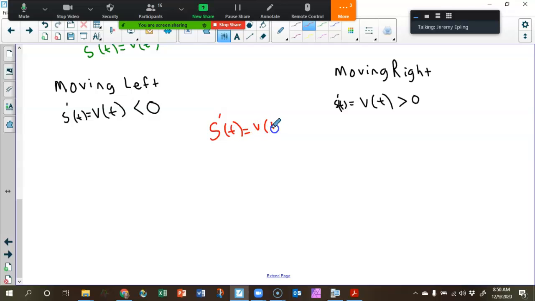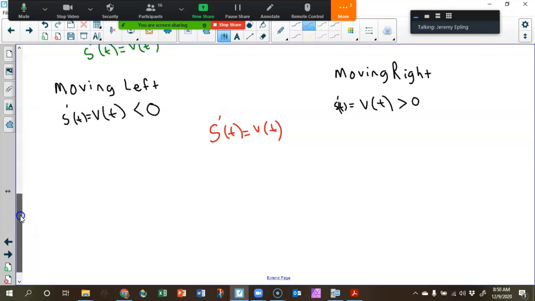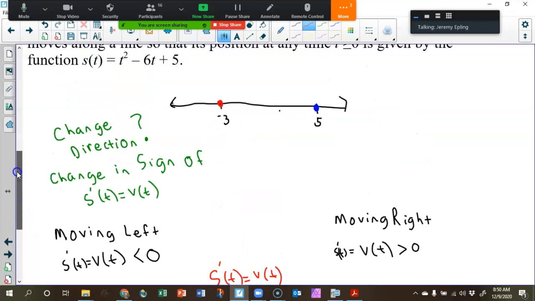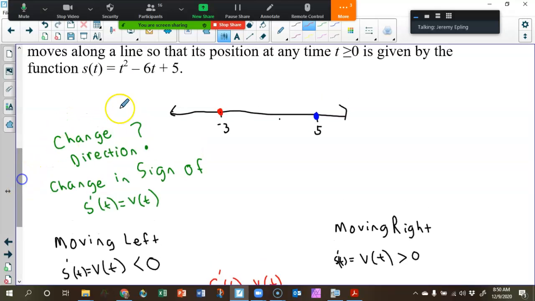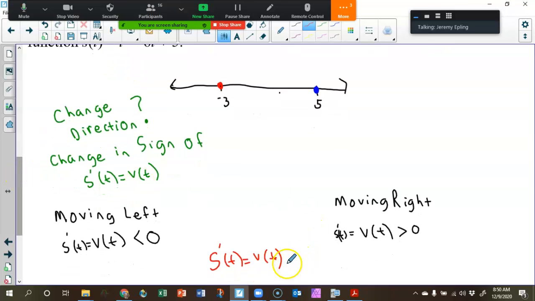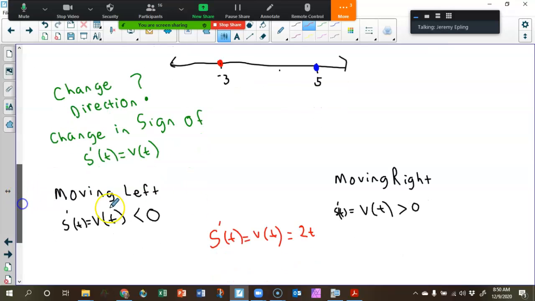Now, fortunately for us in this particular problem, it's not a complicated derivative to take. Our function s is just t squared minus 6t plus 5. So we can simply take the derivative of each of those pieces using the power rule. The derivative of t squared is 2t. The derivative of negative 6t is negative 6, and the derivative of 5 is 0.